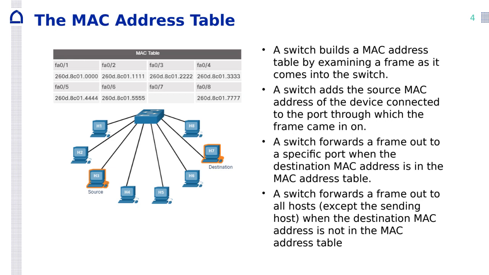So a switch builds a MAC address table, and the switch adds the source MAC address of the device connected to the port. And a switch forwards a frame out to a specific port when the destination MAC address is in the MAC address table of the switch. If it does not know which port, it will forward it to all the ports. Okay?